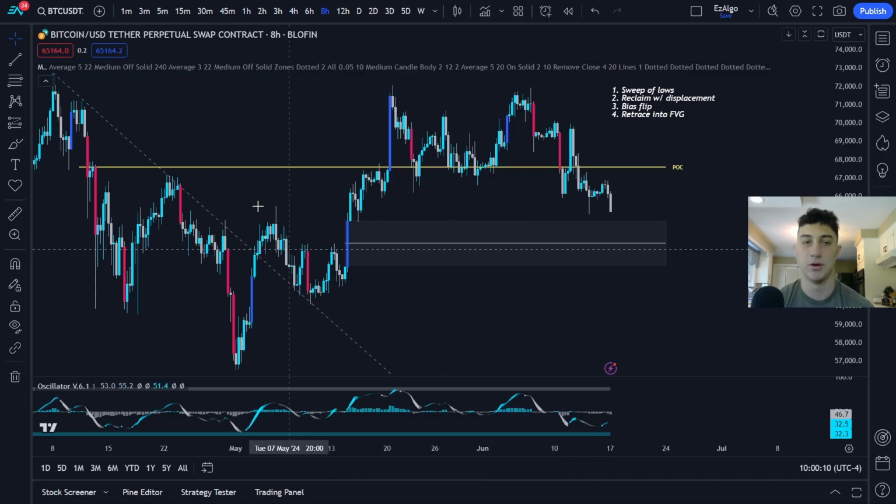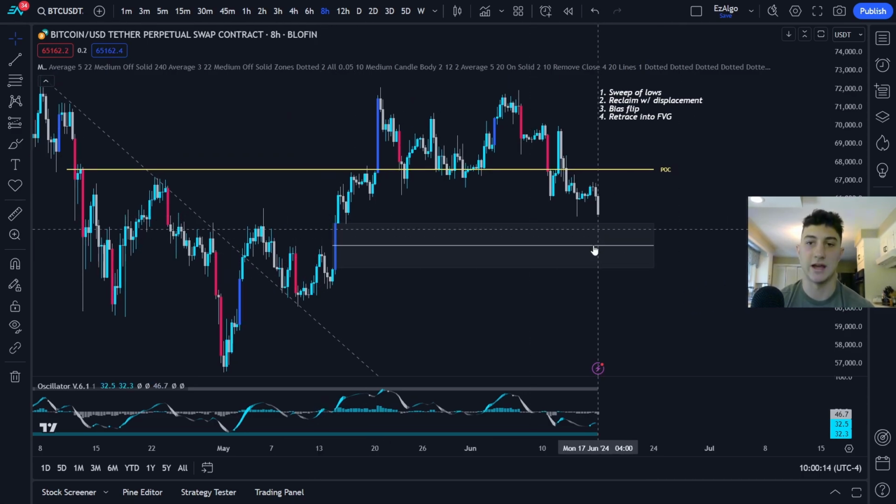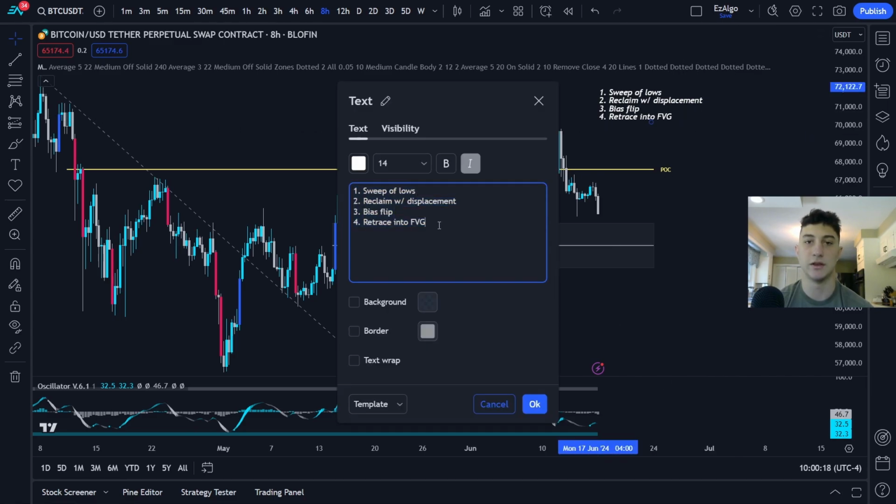Okay, so there we go. Boom. That is the midline of the fair value gap, the 50% level. So that is our level that we're looking at here. So we're looking for a retrace into the fair value gap.